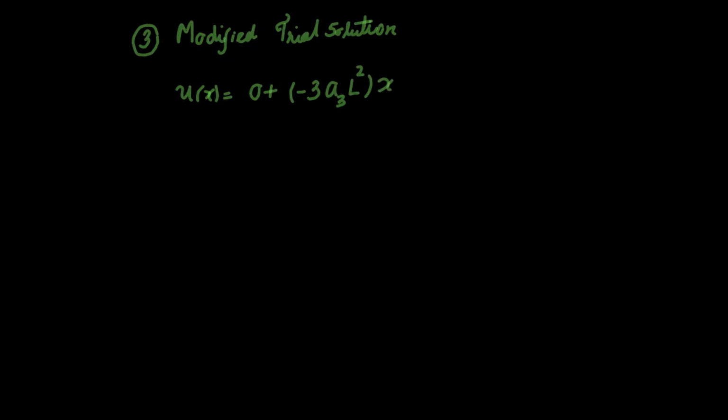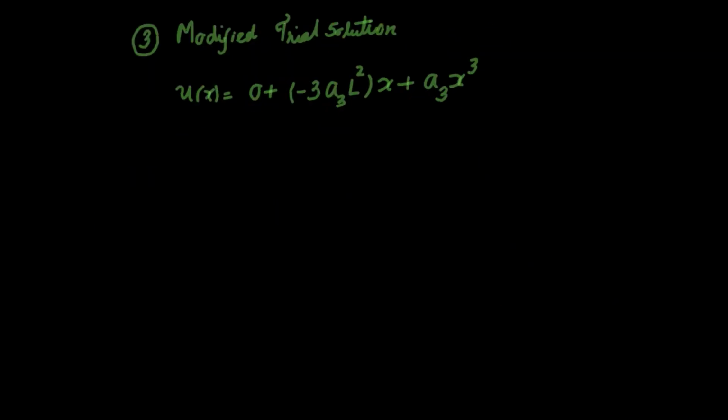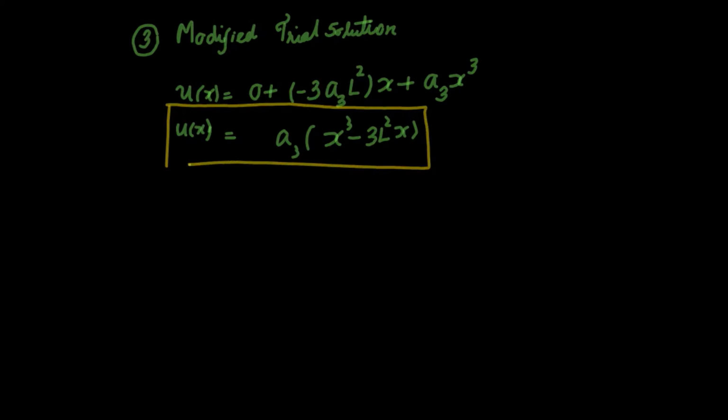A1x plus A3x cube. That's that equation. I'm sorry, A3x cube. So I can rearrange this equation as u of x is equal to, you take A3 common outside. The equation that you will be getting is x cube minus 3L square x. All you have to do is find the value of A3. Then the problem gets over. So I will put a nice box here. All I have to do is find A3 and everything will be over.